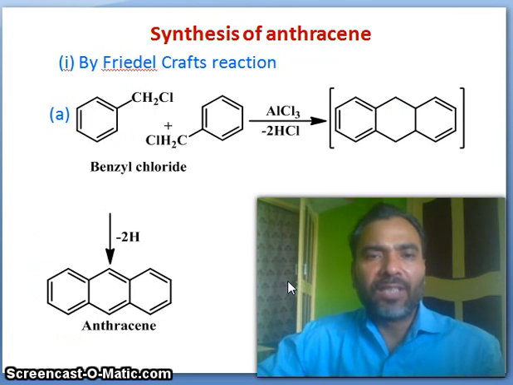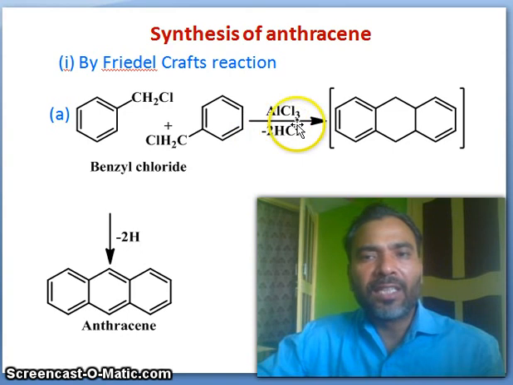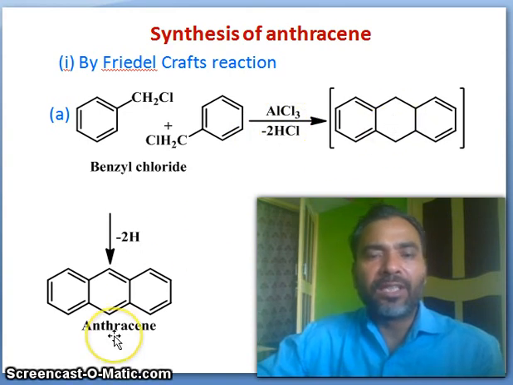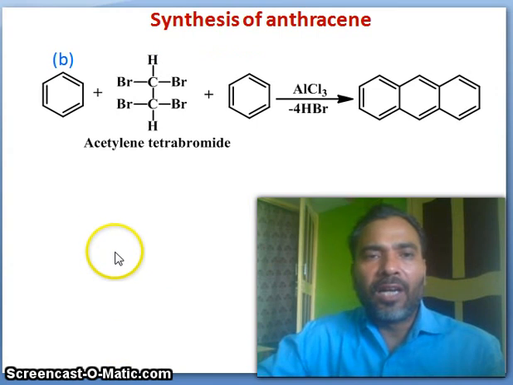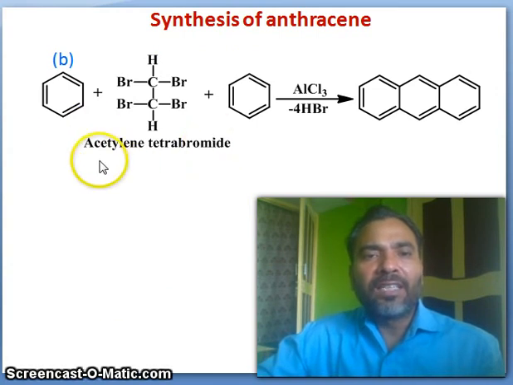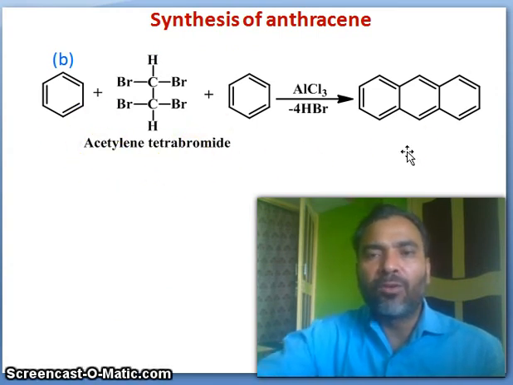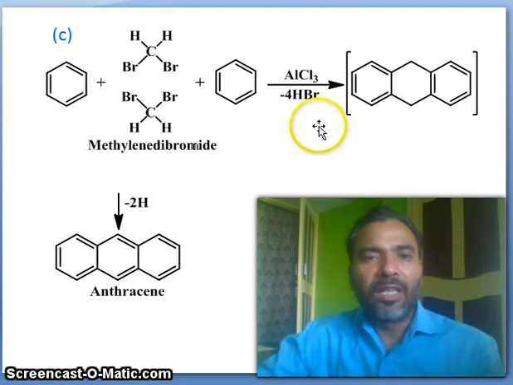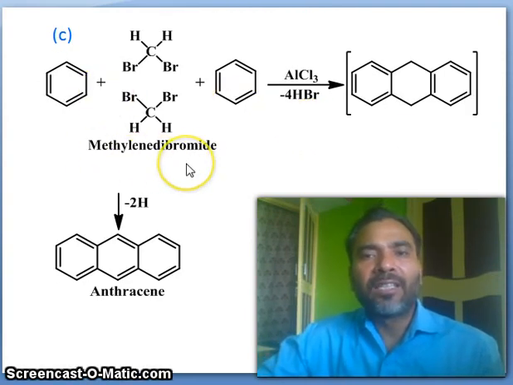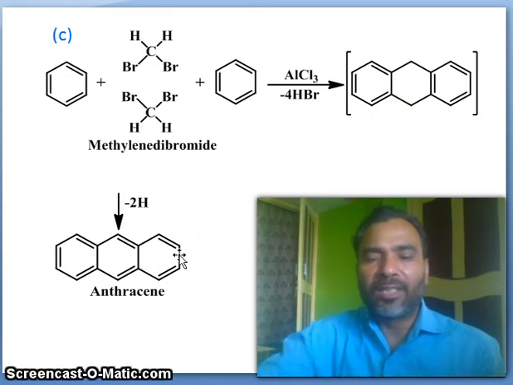Now synthesis of anthracene by Friedel-Crafts reactions. Two molecules of benzyl chloride in the presence of AlCl3 form this product. This product undergoes oxidation, it gives anthracene. Now 2 benzene rings react with acetylene tetrabromide, it gives anthracene after elimination of 4 HBr molecules. Now 2 benzene rings react with methylene dibromide and give an intermediate product, which undergoes oxidation to give anthracene.